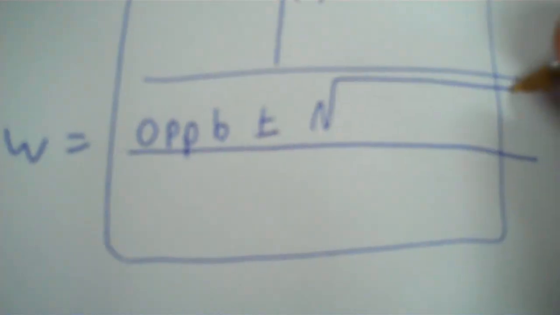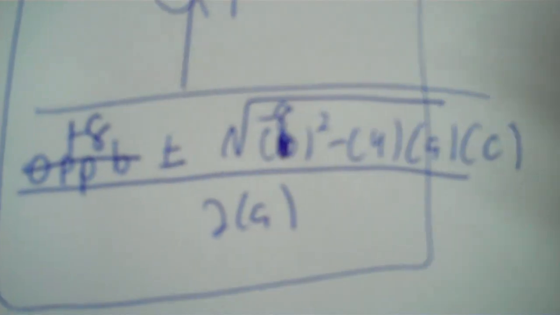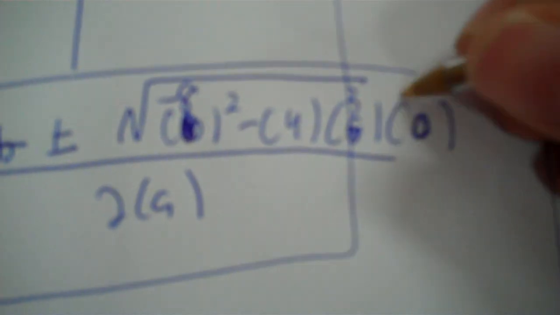So W equals the quadratic formula, opposite of b plus or minus the square root of b squared minus 4ac over 2a. So positive 8, then b to the second, so that's going to be negative 8 to the second, and then a is 3, c is negative 220, then a is 3. So you have 8 in front, 2 times 3 is 6, and then the square root, and then you plug that in.